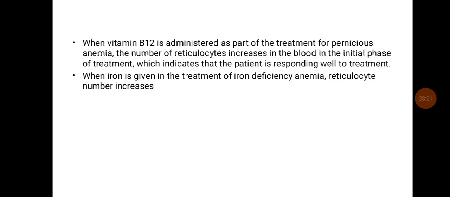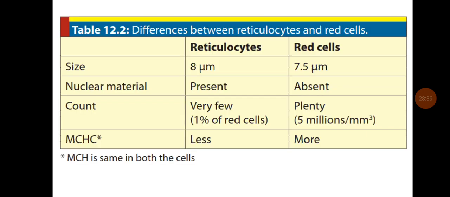When vitamin B12 is administered as part of treatment for pernicious anemia, the number of reticulocytes in the blood increases in the initial phase of treatment, which indicates that the patient is responding well. When iron is given in the treatment of iron deficiency anemia, the reticulocyte number increases. So these are some differences between reticulocytes and red cells. Obviously, reticulocytes are a bit larger compared to red cells.